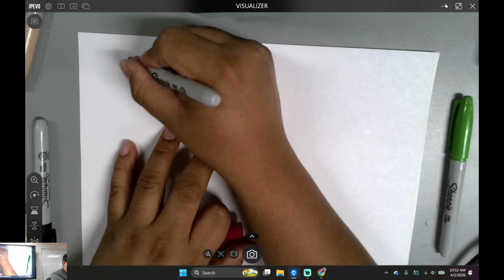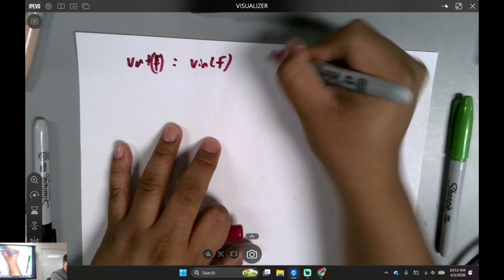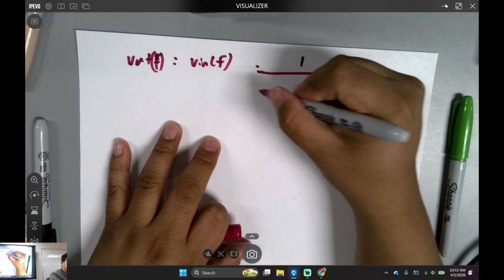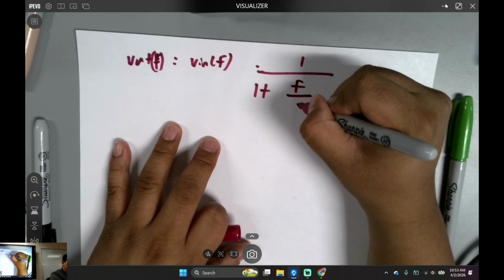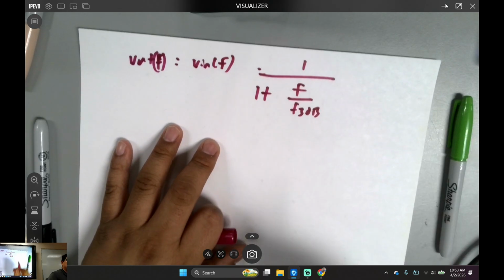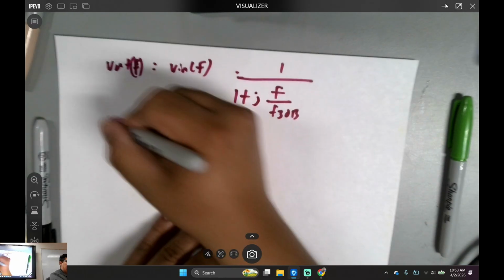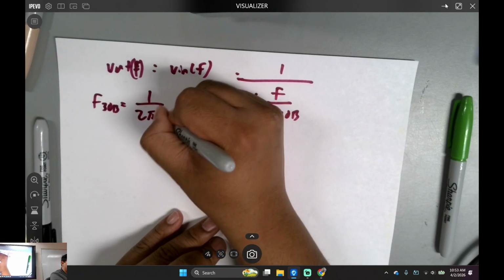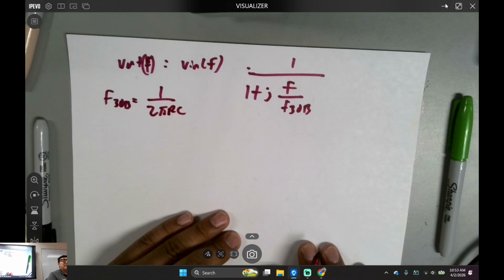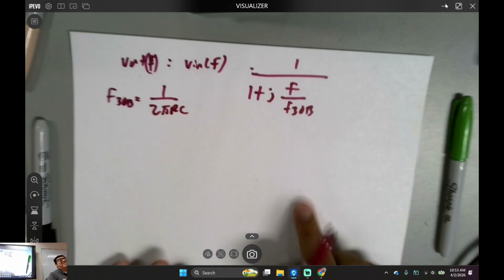So I'm going to do the following. Vout of F is equal to Vin of F times 1 over, I'm going to scare everybody, 1 plus j F over F3dB. I think I should put the j in here. There we go. Where F3dB is equal to 1 over 2πRC. Is this clicking in anyone's minds? Who's actually watching the old Dr. Baker videos from 220? Yeah, he taught this in 220.